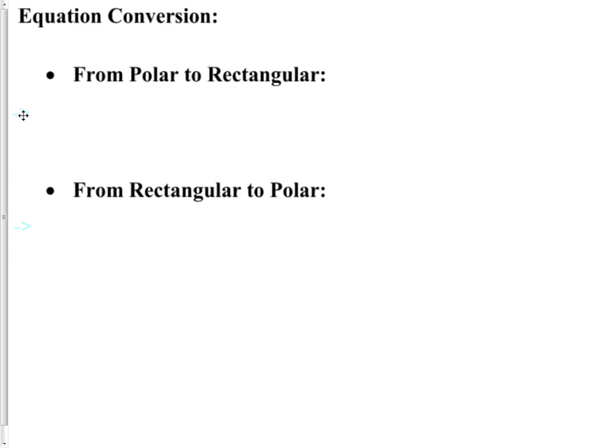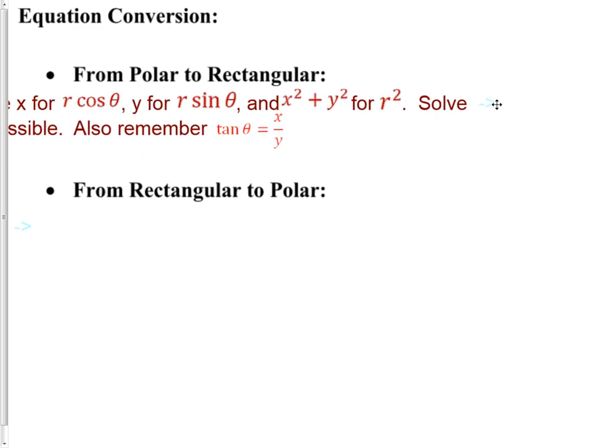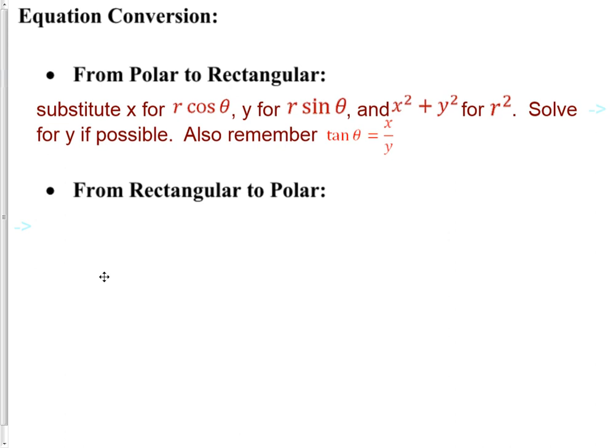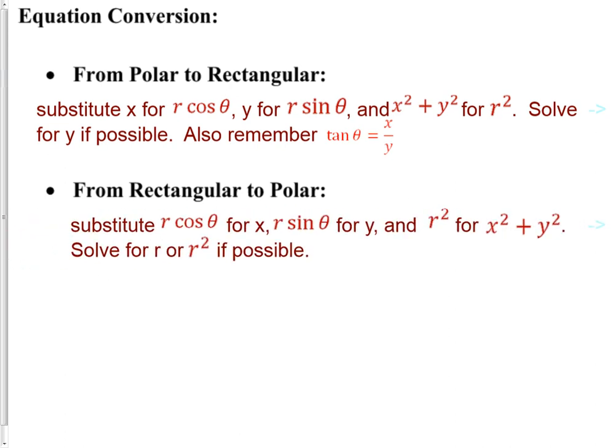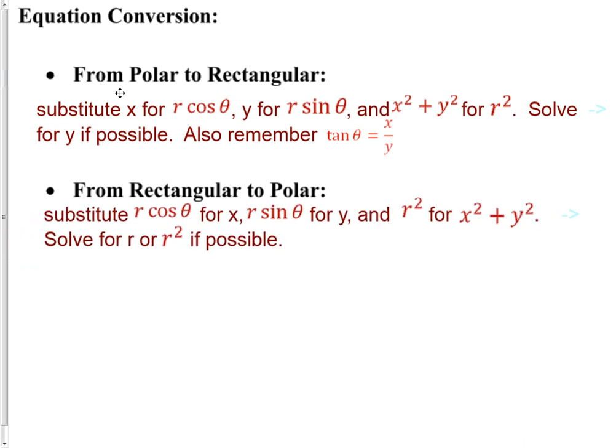One last part we have, and this one is converting from polar to rectangular and vice versa, right? Generally, the same formulas are true. X is r cosine of theta, y is r sine of theta, and x squared plus y squared is r squared. So you would substitute: if you get r squared, x squared plus y squared goes there.